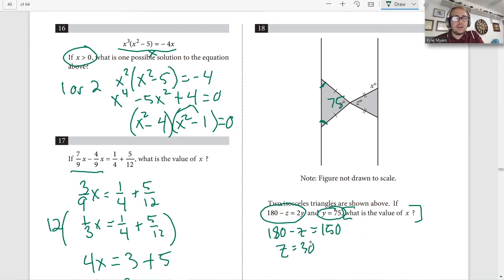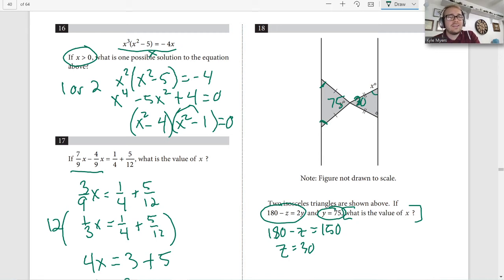Okay, so z is 30. Let's go ahead and put that in here, my picture. 30. And then x. So they didn't give us any other information. We're kind of stuck now. But one of the only helpful things that's actually on your formula sheet is that all the interior angles of a triangle have to add up to 180.